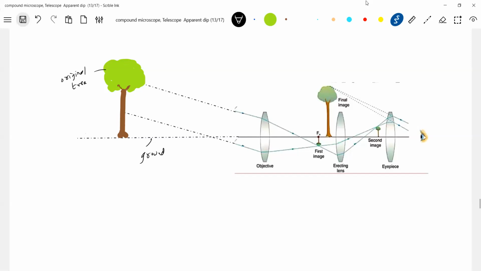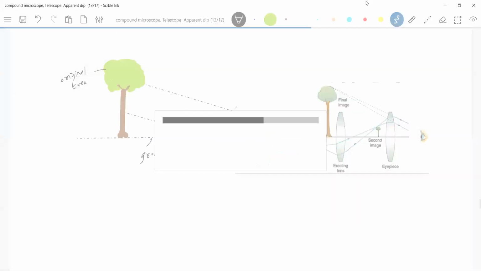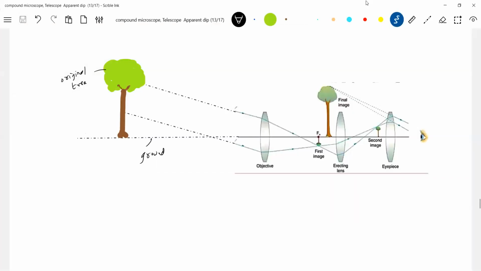Okay, let's come back to the topic. We'll wind up this one. It's very simple. What we have done, nothing changed. There's an objective, there's an eyepiece, and this is some erecting lens. I'll call the focal length of this f here. What is the duty of this? It should just erect the image.